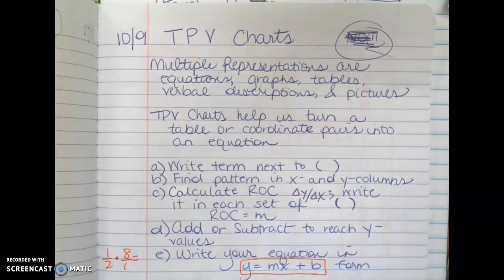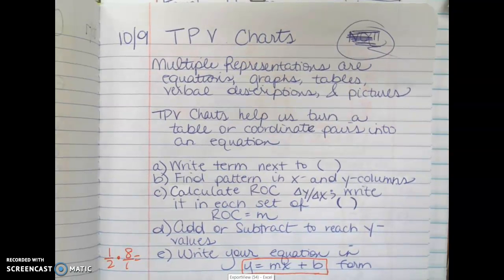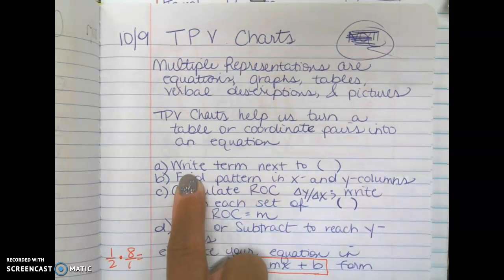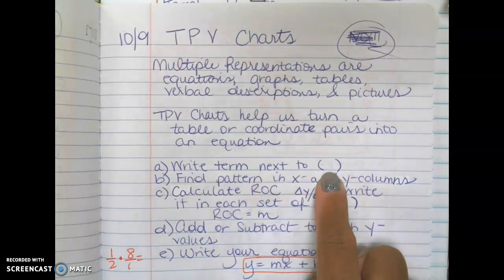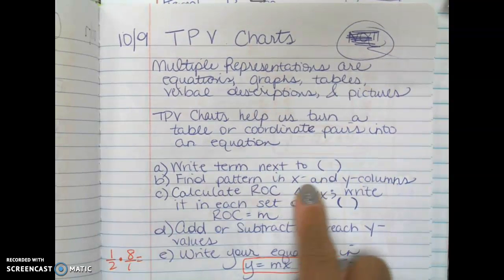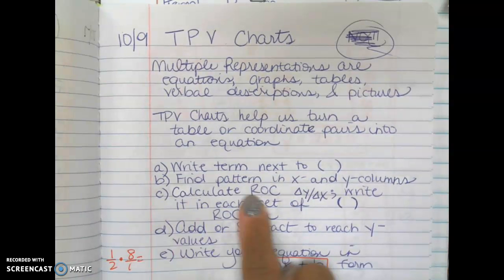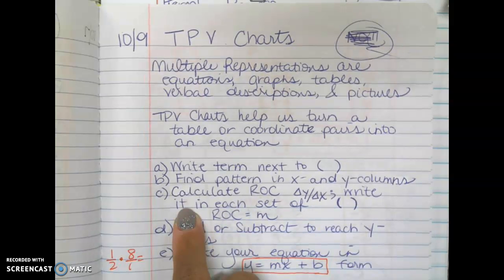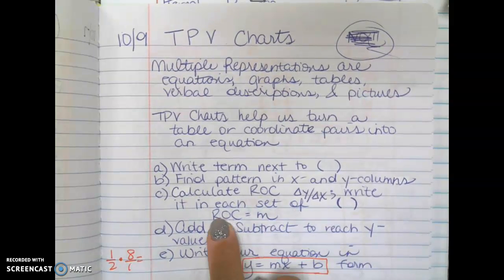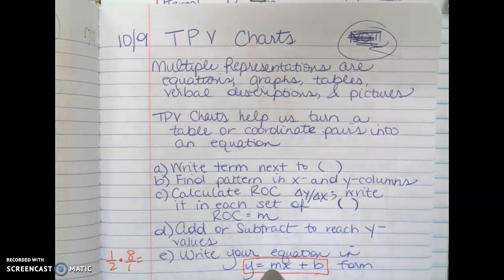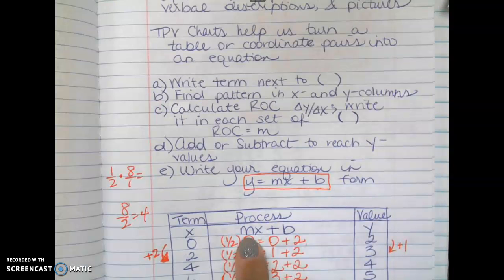Okay, so really quickly, your TPV charts say that you can turn a table or coordinate pairs into an equation, and I will do so by writing the term next to parentheses. I can also use coordinate pairs. I'm about to show you how that works. Find the pattern in X and Y columns. Second, calculate rate of change, which is delta Y over delta X. Then write that, which is the rate of change, in each set of parentheses. Rate of change, ROC, equals M. You'll see that down here in your rate of change formula and also in the process column.